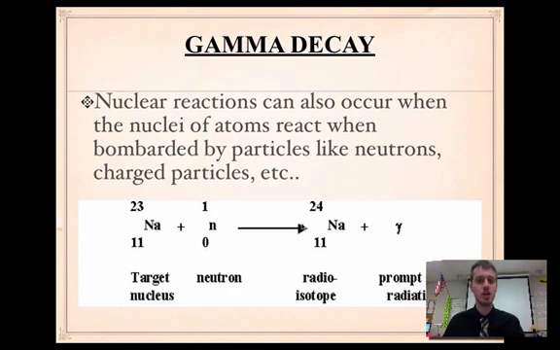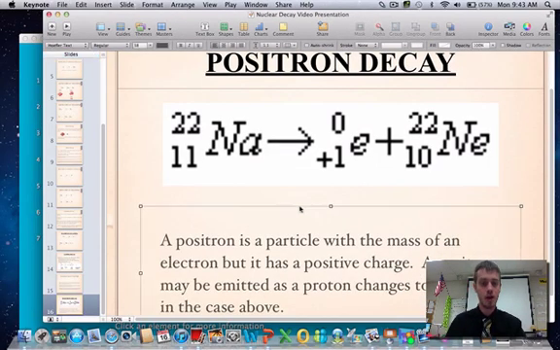Okay, nuclear reactions can also occur when the nuclei of atoms react with bombarded particles like neutrons, charged particles, etc. So if I have a nucleus and it reacts with a neutron, then you're going to see this top number increase by 1 and this bottom number stay the same, because my number of protons isn't changing, I'm just adding a neutron to my nucleus. Sometimes that's going to cause gamma radiation to leave because it's very high energy in this form. So if I add a neutron, my top number is going to be what changes.